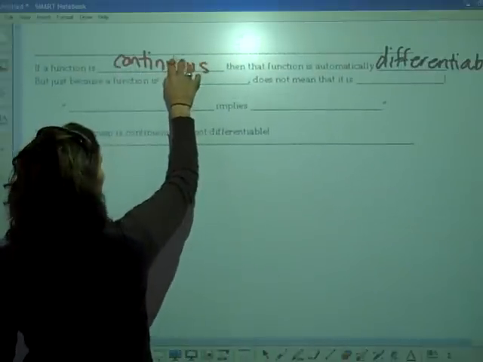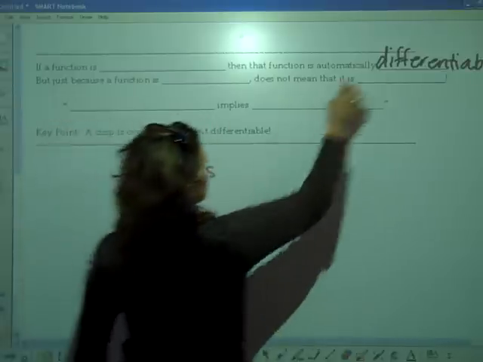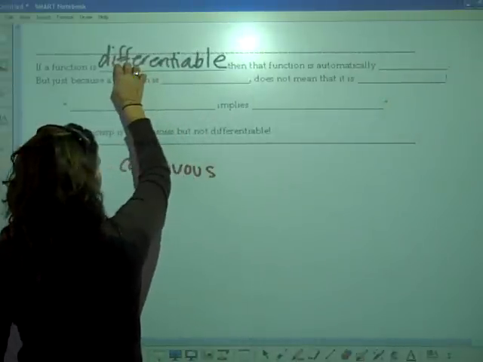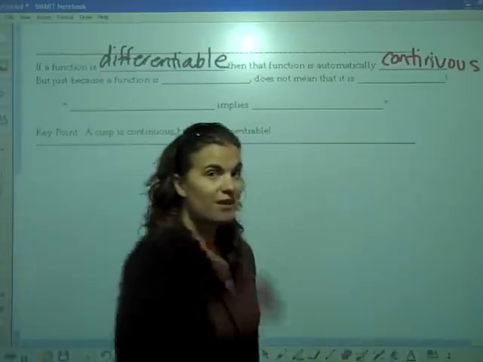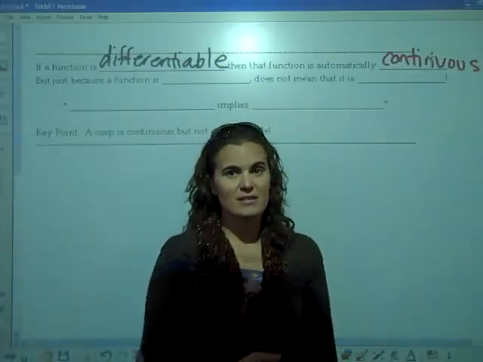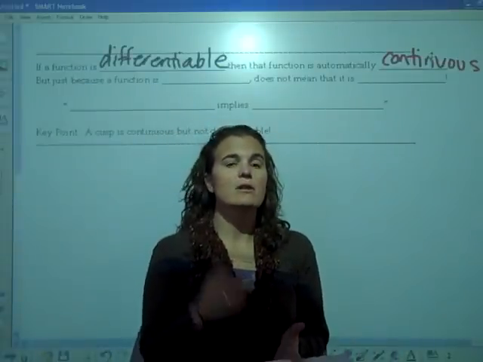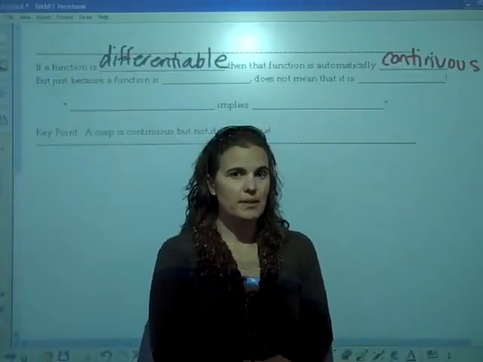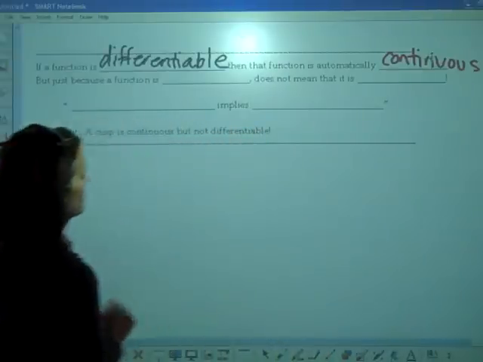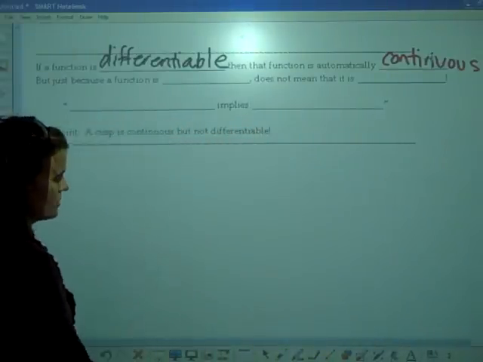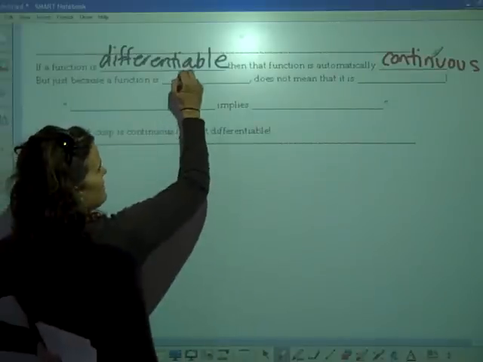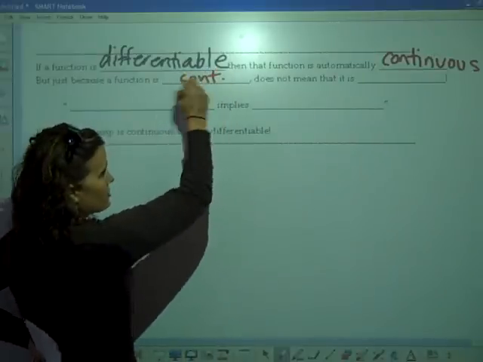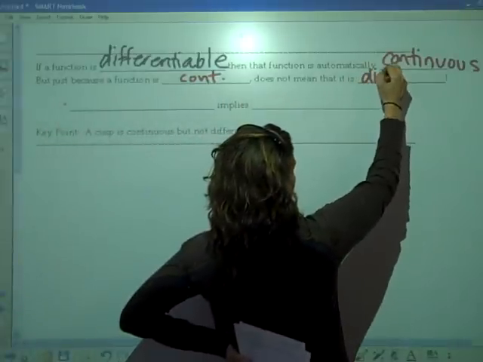Or if the function is differentiable, then that meant that the function was automatically continuous. Hopefully you're yelling at me, that's the right one, because that is the right one. If the function is differentiable, then automatically the function had to have been continuous. Does not work vice versa. That's what the vice versa one is: just because a function is continuous does not mean that it is differentiable.